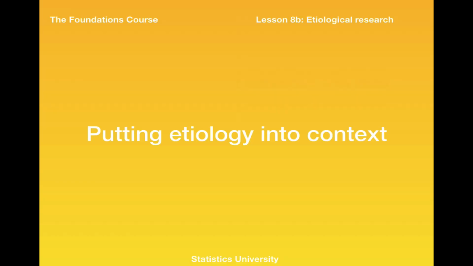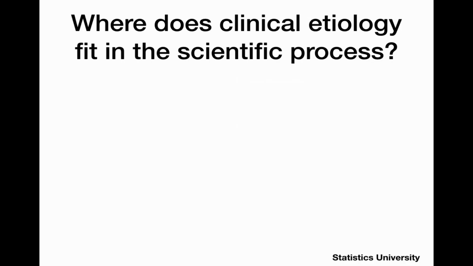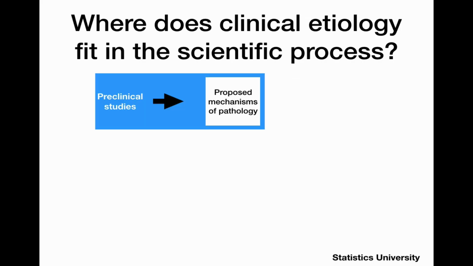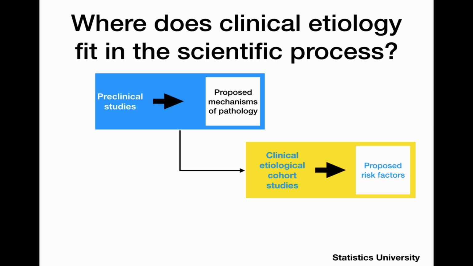So let's put etiology research into context. Where does it actually fit in the scientific process? It oftentimes all starts in preclinical studies where new mechanisms of pathology are uncovered. And once they have been firmly established, this new knowledge feeds into the first clinical etiological cohort studies, where the proposed risk factors are assessed. And oftentimes, multiple of these studies need to replicate these findings.